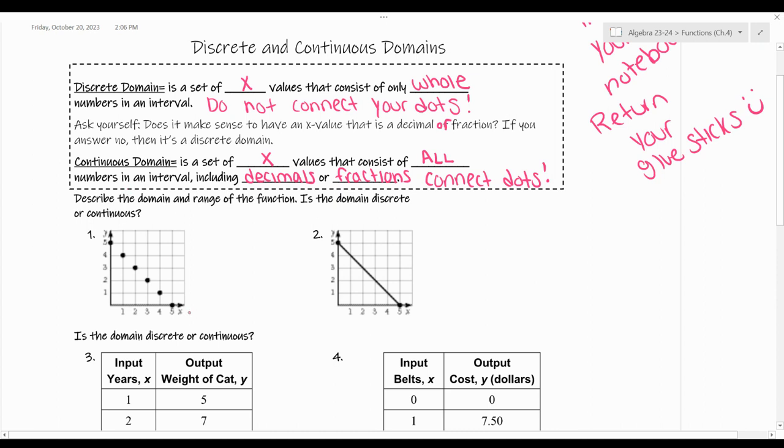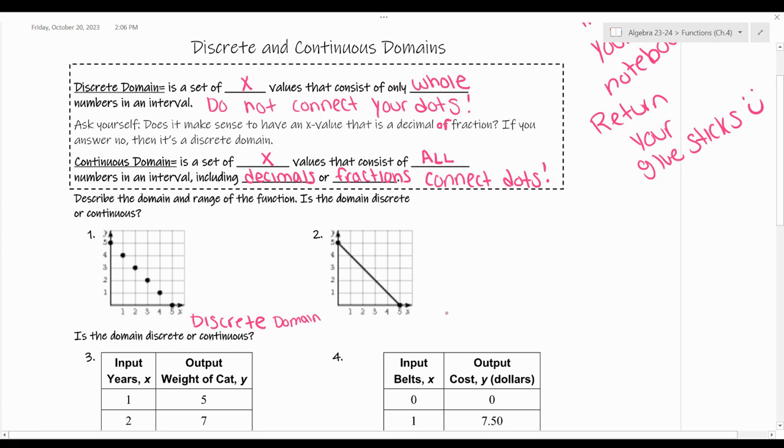So the first thing I'm going to do is decide if it's discrete or continuous, because it's a graph, which means it's a lot easier to see. Discrete said do not connect your dots. Continuous means connect your dots. So on the first one, I can see that I just have these individual dots plotted, so that just means it's discrete. So somewhere down here, you can just write discrete domain.